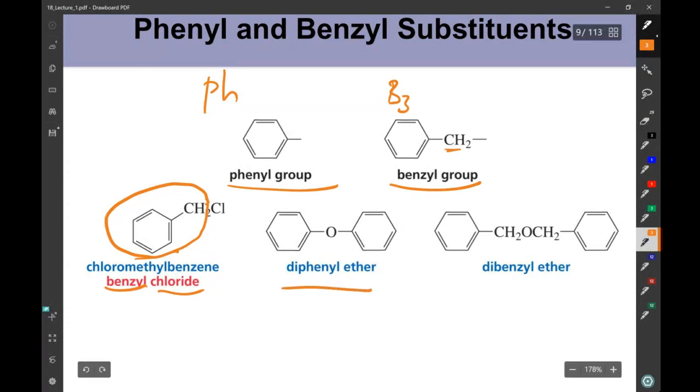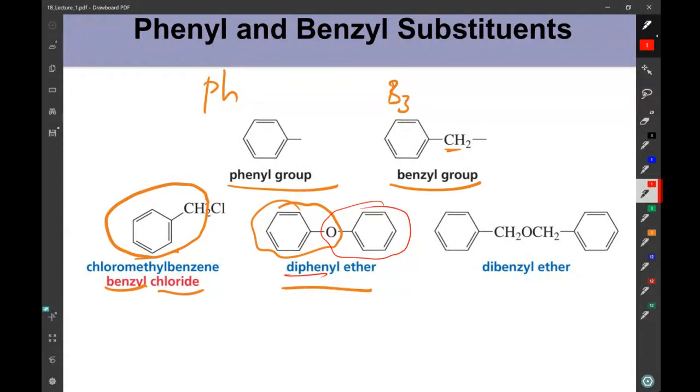Now, this other guy here, you notice that this is a phenyl group. Do you see that? And again, you can also circle it from this end. That's also the phenyl group. So that's why the molecule is called diphenyl. And it is an ether.